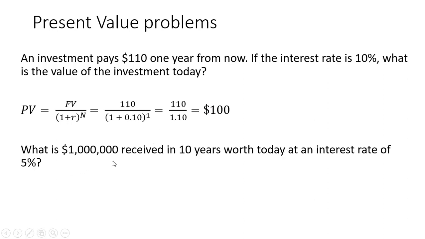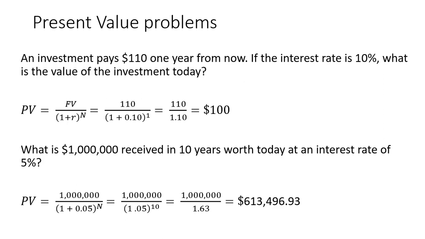What is $1 million received in 10 years worth today at an interest rate of 5%? So what value does receiving $1 million in 10 years, assuming an interest rate of 5%, have today? Using the formula, the value here is $613,496.93. So at a 5% interest rate, you would technically be indifferent between having $613,000 today or $1 million 10 years from now.